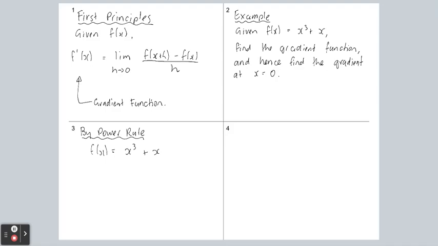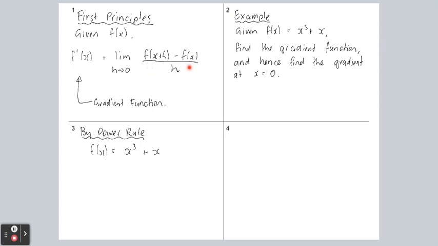So we are looking at a first principles approach to finding the derivative. Just to remind you, the derivative is what we call the gradient function. In preceding videos, we looked at the idea that we can find the gradient of a function by looking at a change in y, which is what this top does, over a change in x. x plus h minus x would just give me the h on the bottom. So we have this expression here, which allows us to find the gradient of a secant.